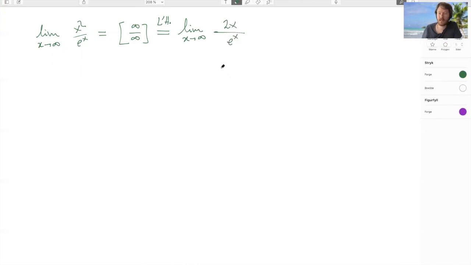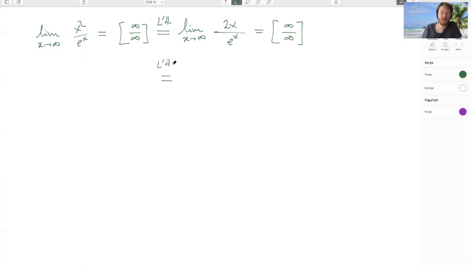And notice that since the derivative of e to the x is e to the x, nothing changes down here, but up here, the power was improved. Okay, so I went from x squared to x. Now this limit here, of course, is also of the form infinity divided by infinity. So I can use L'Hopital again.